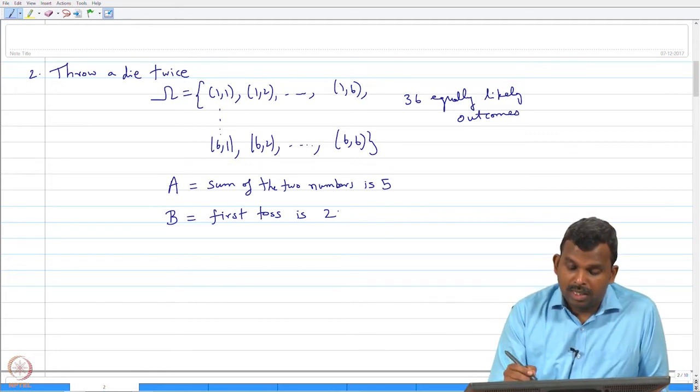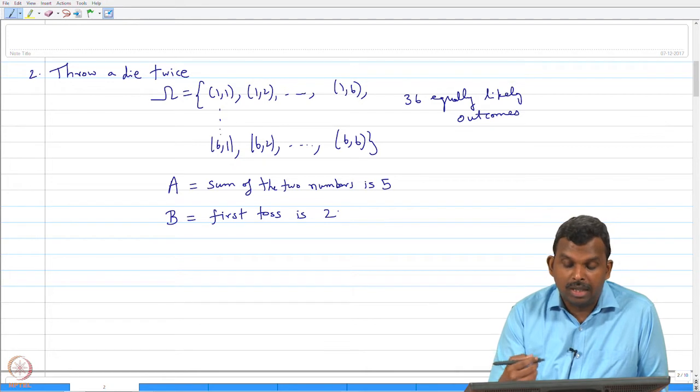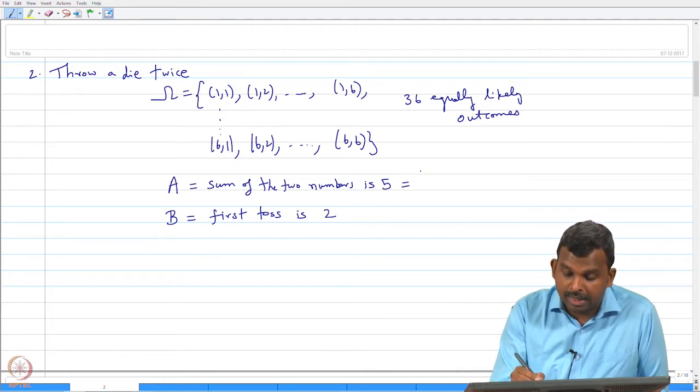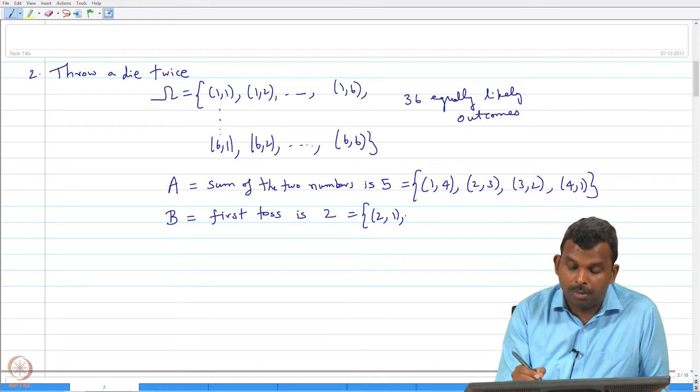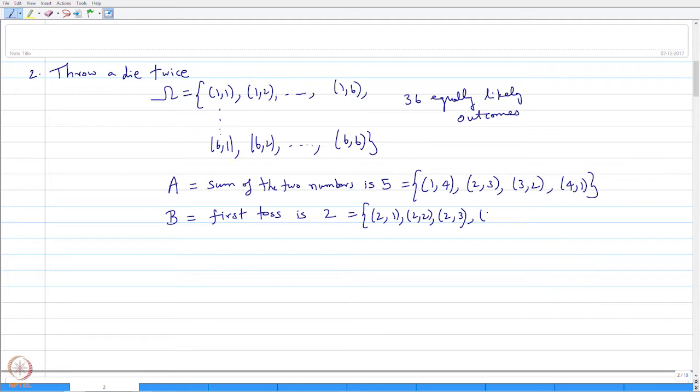Let us do this the hard way first, and then I will point out an easy way to do this problem, which will help you as we go along. So, what is this event A? Sum of the 2 numbers is 5. It could be 1 comma 4, 2 comma 3, 3 comma 2, 4 comma 1. First toss is 2: you have 2 comma 1 possible, 2 comma 2, 2 comma 3, 2 comma 4, 2 comma 5, 2 comma 6.